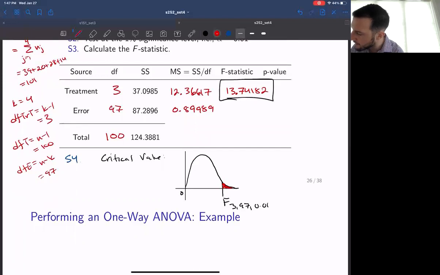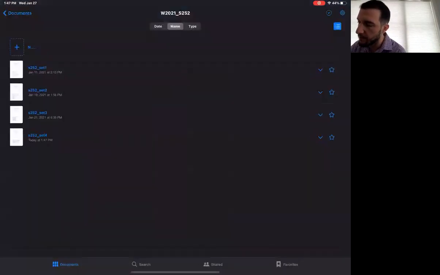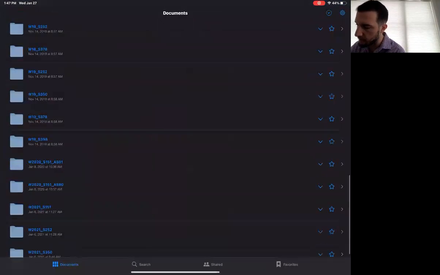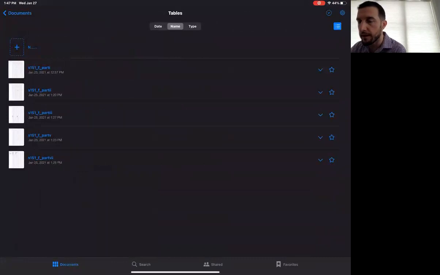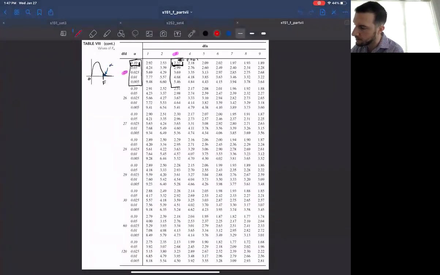So we need an F table that has 3 degrees of freedom in the numerator, 97 degrees of freedom in the denominator. 97 is not a value that's going to exist naturally on the table, but we can still estimate what it's going to be using the tables. All right, so let's do 1, 3, 5, 7.